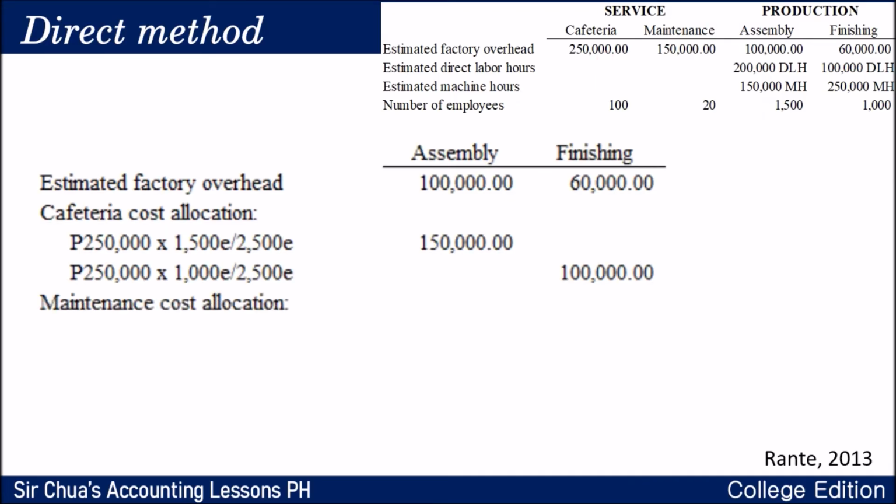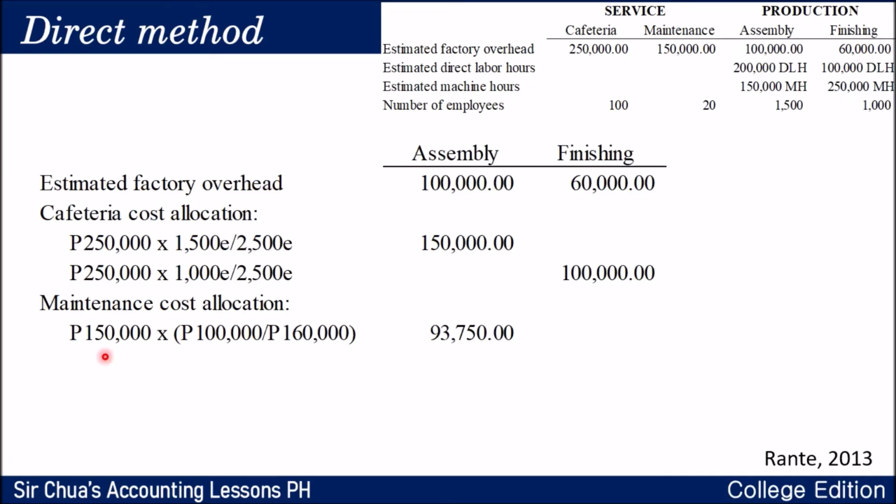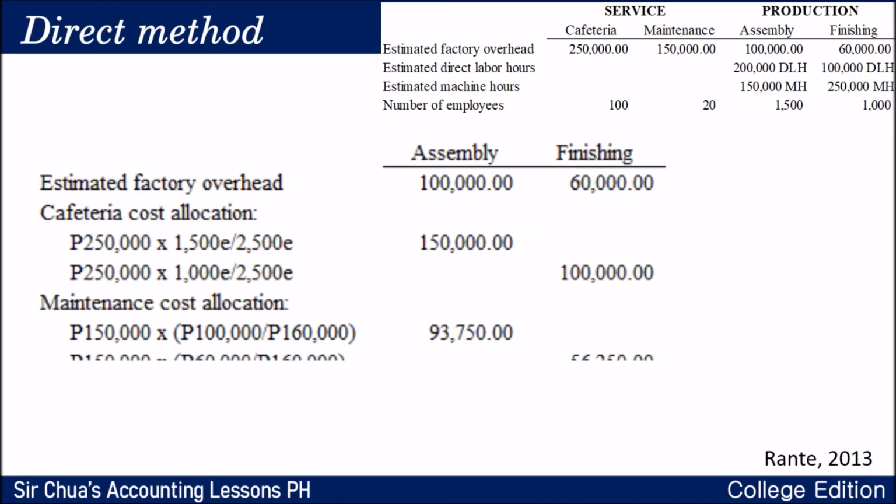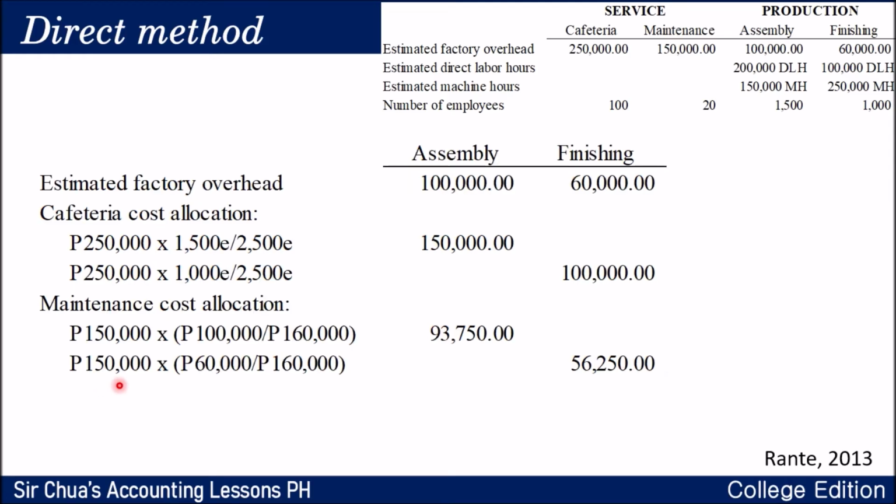Doon naman po tayo sa maintenance cost. Okay, pag maintenance cost naman po is nakabase daw po ang allocation niya on the estimated factory overhead that period. So, kung sa assembly po is 100,000 and sa finishing po is 60,000, ang ating pong total factory overhead sa production process is 160,000. Yun po yung magiging multiplier natin. So, for assembly po, 150,000, you multiply it by the factory overhead in assembly, which is 100,000, over the total of 160,000, which gives you 93,750. And then, for finishing naman po, same way, 150,000 times 60,000 naman po galing sa finishing, divided by the total of 160,000, that is 56,250.